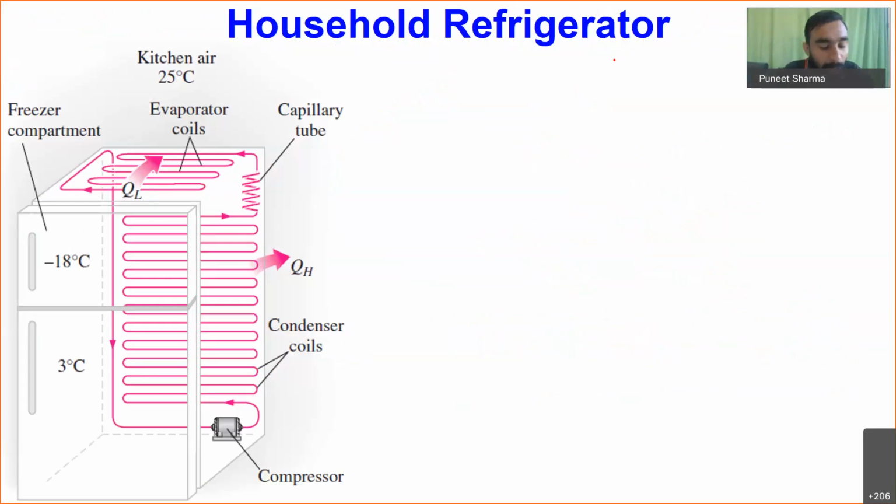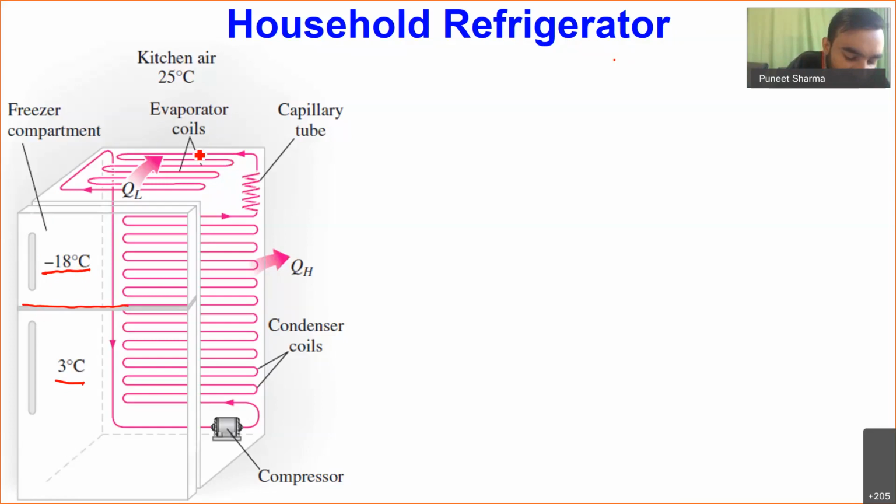So this is our household refrigerator. In the household refrigerator, I would just like to highlight where the different components are located. You can see this is our upper compartment, which is the freezer compartment. For example, it is written that it is maintained at a temperature of minus 18 degrees Celsius, and this is our lower compartment, which is maintained at 3 degrees Celsius. So the coolest place here is our upper compartment, at minus 18 degrees Celsius.